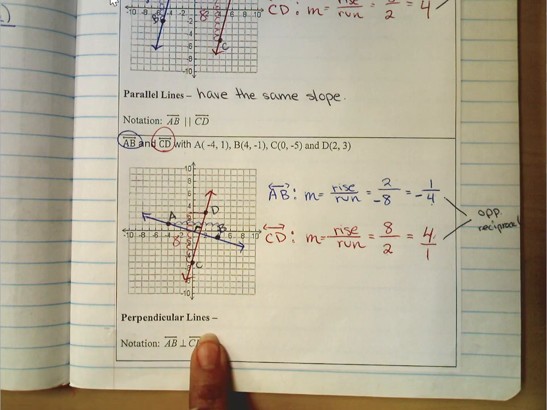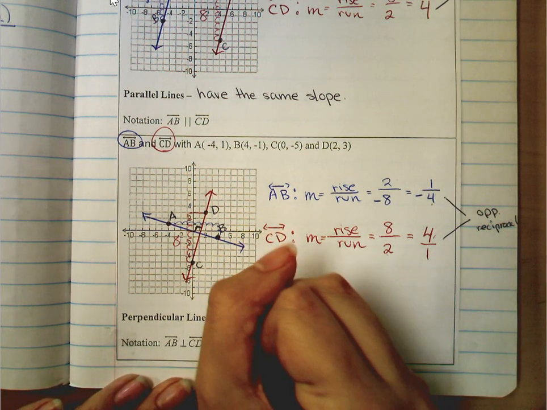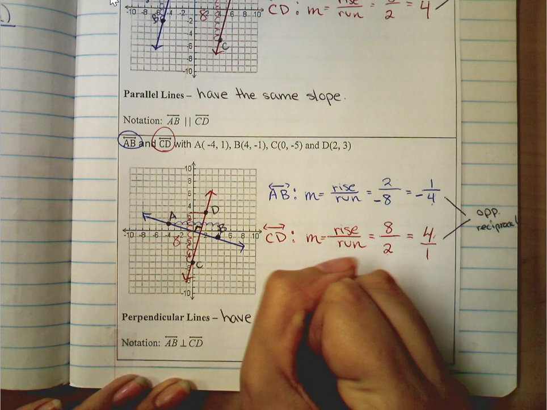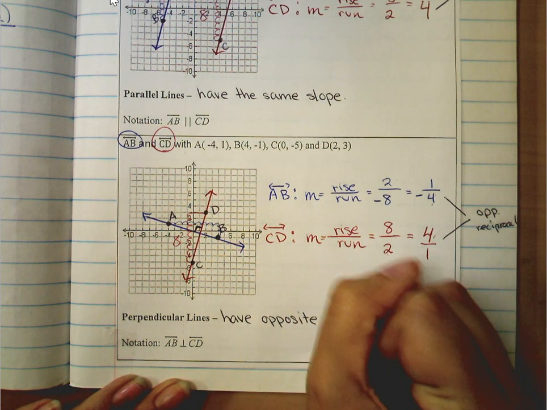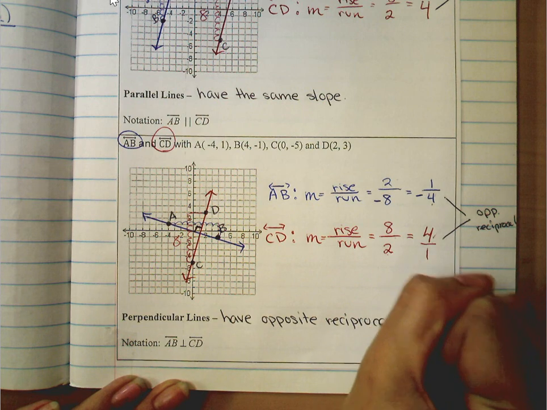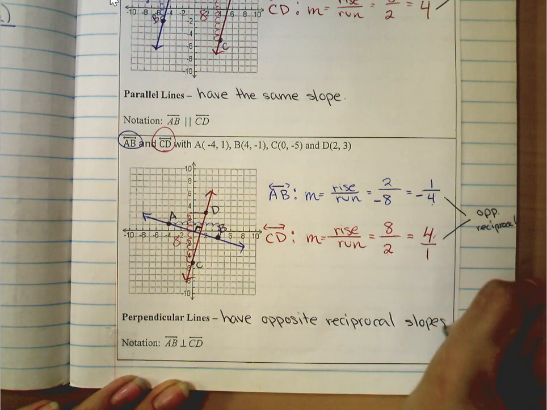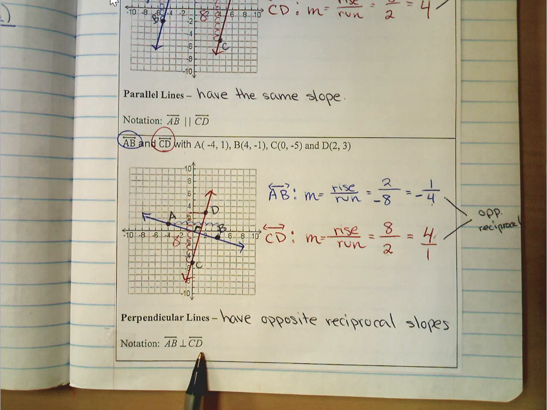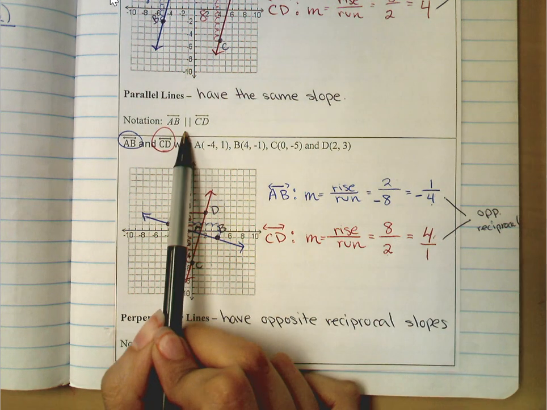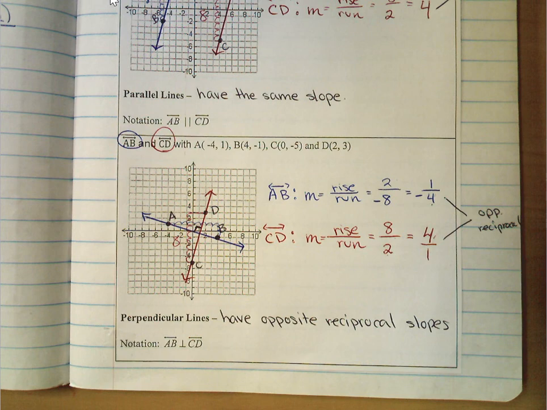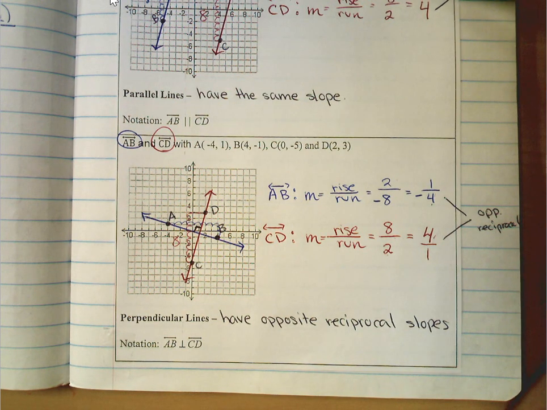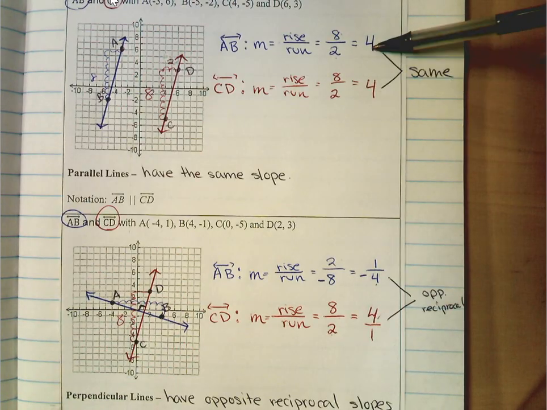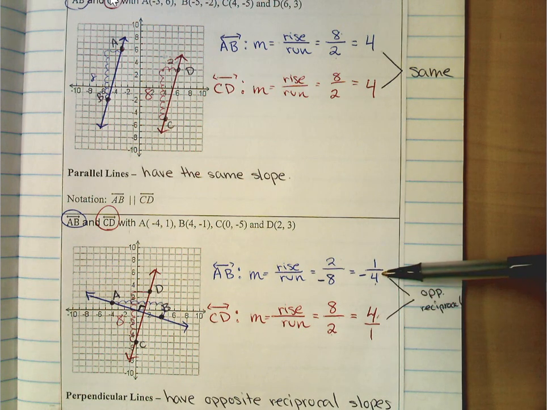So right underneath your graph, you're going to write that down. Perpendicular lines have opposite reciprocal slopes. And so the notation to say that they're perpendicular is this: line AB is perpendicular to CD. So you're gonna know what those symbols mean: parallel and perpendicular. If it's neither, if the slopes are not the same and the slopes are not opposite reciprocals, then to classify it for this section, you would just say that they are neither.